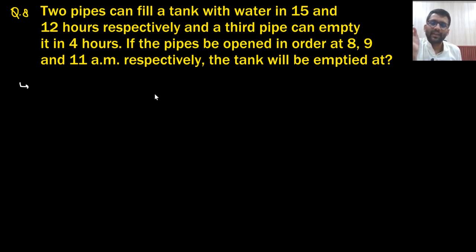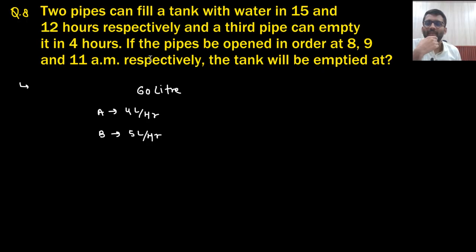Two pipes can fill the tank with water in 15 and 12 hours respectively. A third can empty it in 4 hours. So 12, 15 and 4, the LCM is 60 liters. Let's just say the first is A. So A can give you 4 liters per hour. B can give you 5 liters per hour.